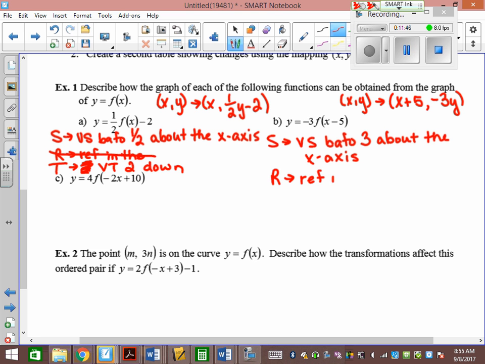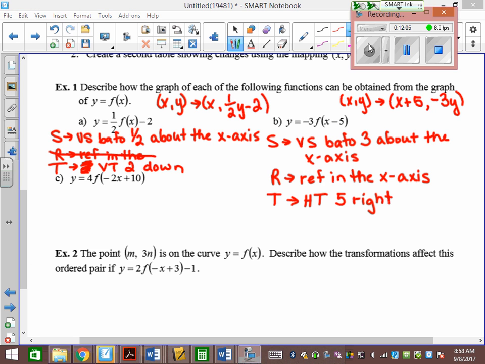There's a reflection in the x-axis because it's with the y. And then our translations, you said that already, horizontal translation, 5 right. You try the next one and do the mapping and describe it in words. I want you to try this one on your own because I want to see if you remember to do what?